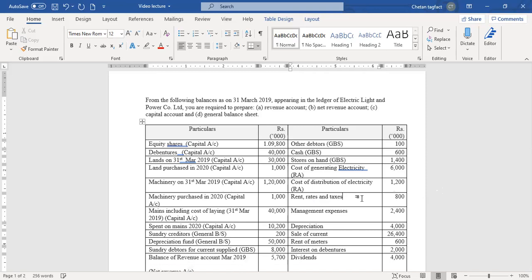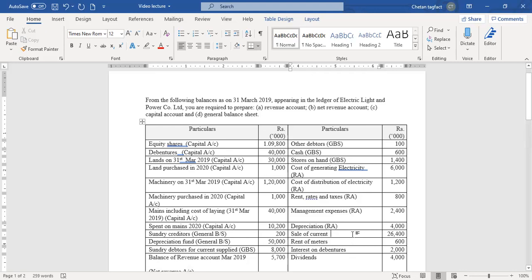Similarly, rent, rates and taxes is also an expenditure, so it is taken onto the debit side of your revenue account. Management expenses also are taken in the revenue account as it amounts to expenditure. Depreciation is a charge on fixed assets, which we usually take as a non-operating expense in the P&L account. So here also we take depreciation to the revenue account.